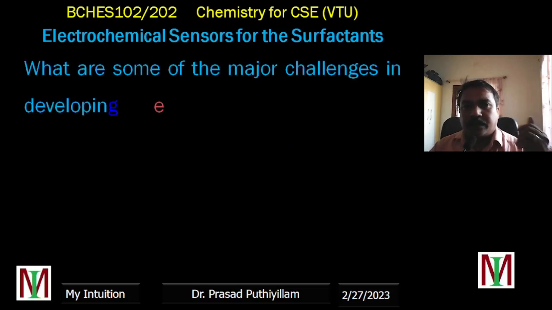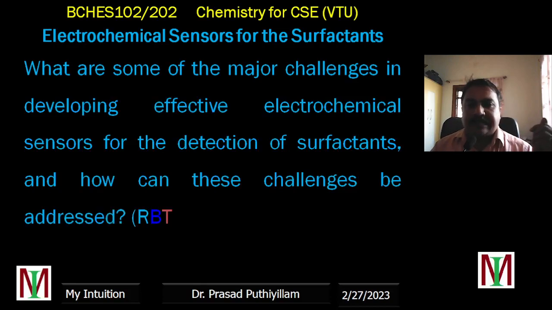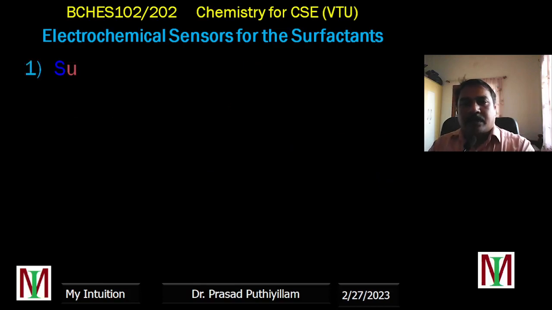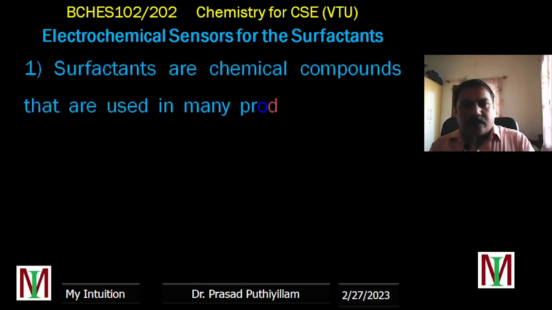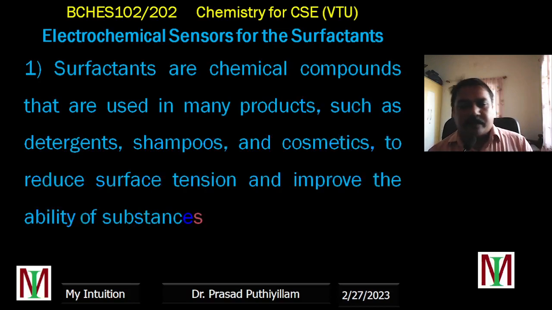One more question I added: what are some of the major challenges in developing effective electrochemical sensors for the detection of surfactants, and how can these challenges be addressed? As I said, the concept for electrochemical sensors for detection of pharmaceuticals or surfactants is almost the same. Only the analyte is different. There we are measuring the pharmaceutical component, the pharmaceutical sample. Here the sample is surfactants.